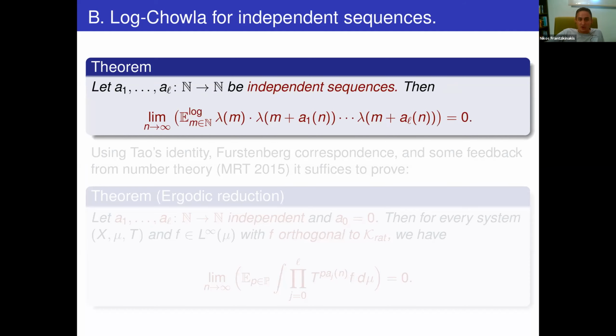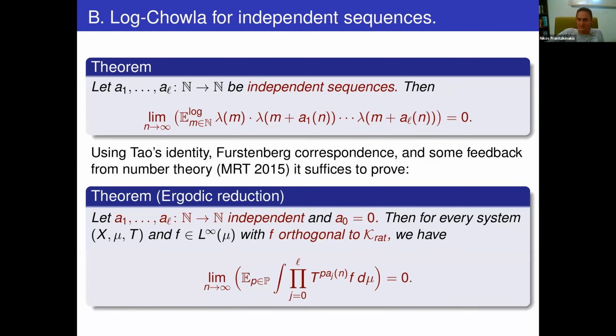Okay, so let me move very quickly to the second statement also. I will give you a brief summary. This is the Chowla and independent sequence. Starting point is again the same. We will use the Gauss identity, the Furstenberg correspondence, and it suffices to prove a property about general measure preserving systems. Here I need an additional assumption, otherwise the property is not true. That this function f that comes from the Furstenberg correspondence is orthogonal to all the rational eigenfunctions.